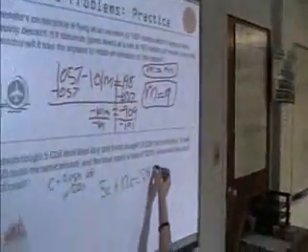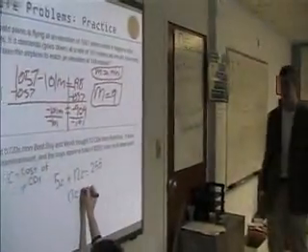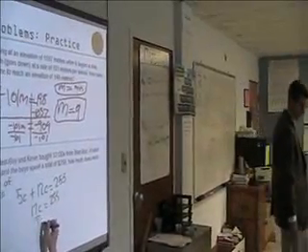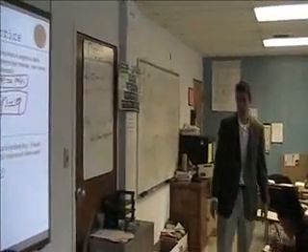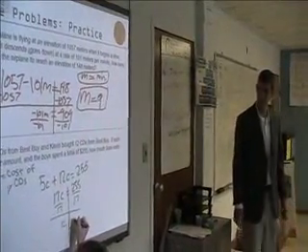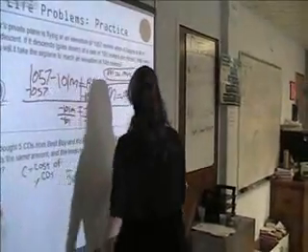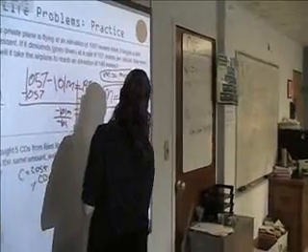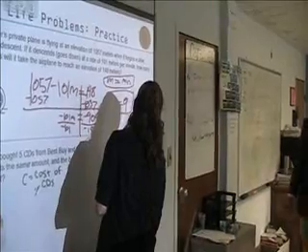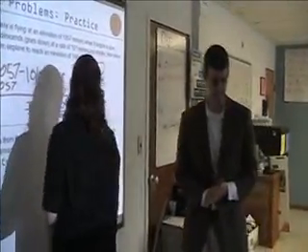That'll give you 4x equals 5,584 divided by 4. Do your math. That gives you x equals 1,396 miles each drove. So x equals how many? What is x equal?